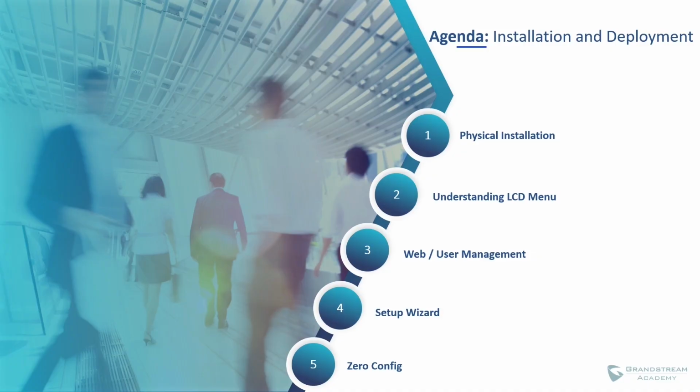In this class, we're going to talk about physical installation, understanding the LCD menu, and then we're going to talk about web and user management. Then we're going to talk about the setup wizard that will help you set up your UCM 6300 series. And lastly, we're going to talk about zero config, which is Grandstream's provisioning system.